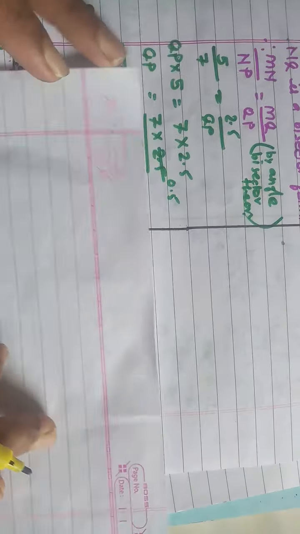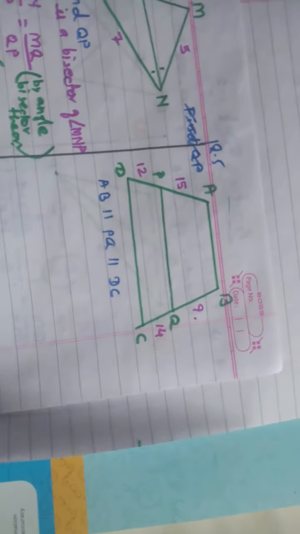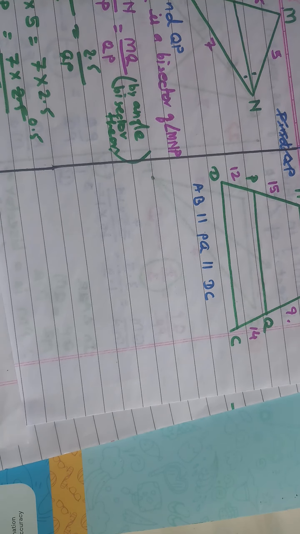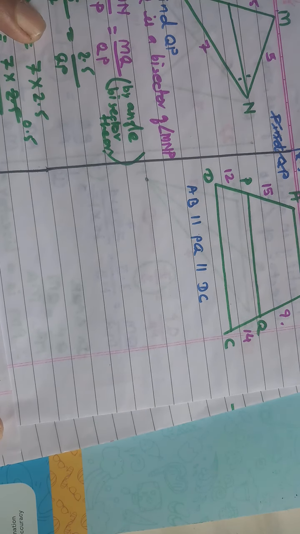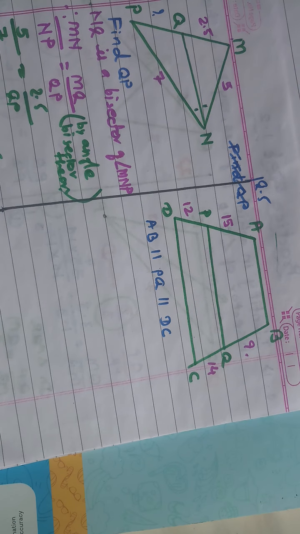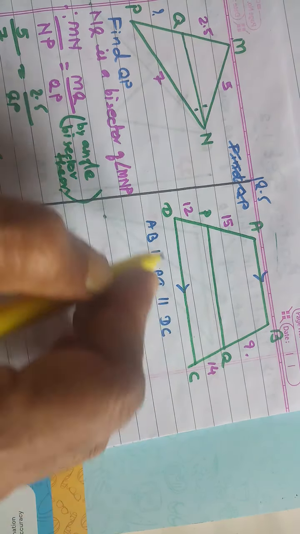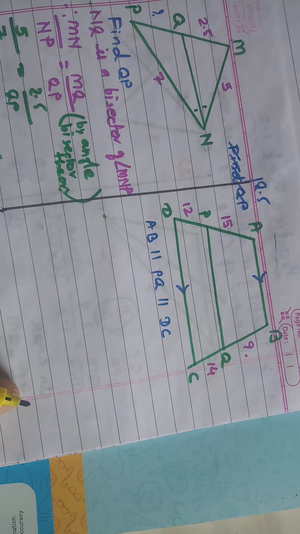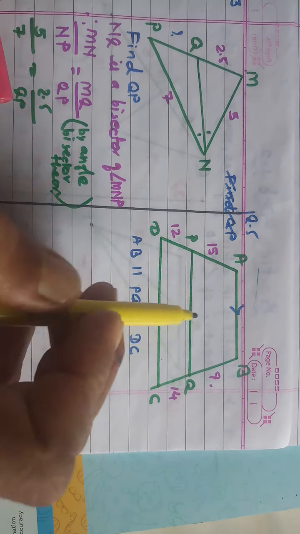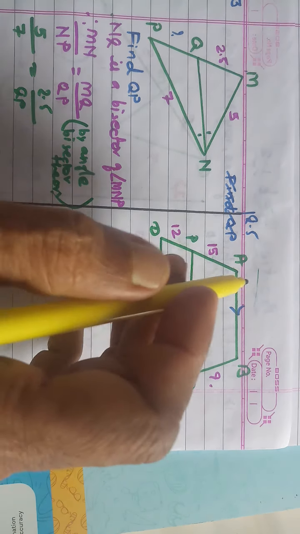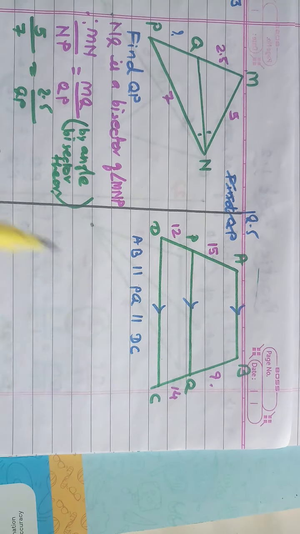Now question number 5. Now in a trapezium. What is meant by trapezium? In a quadrilateral, if one pair of opposite sides is parallel, then it is called a trapezium. So here they gave AB is parallel to DC, therefore it is a trapezium. They have given that all three lines are parallel, AB parallel to PQ parallel to DC. Some measurements are given. We have to find the length of BQ.